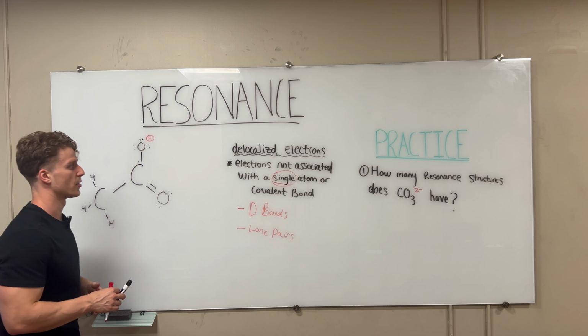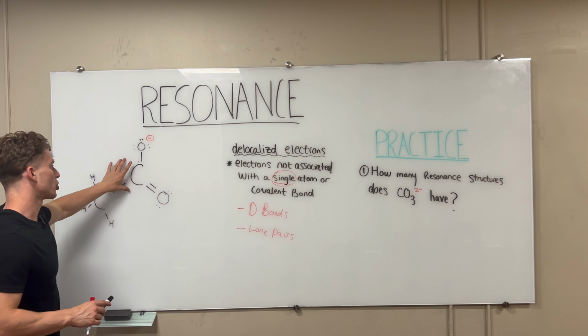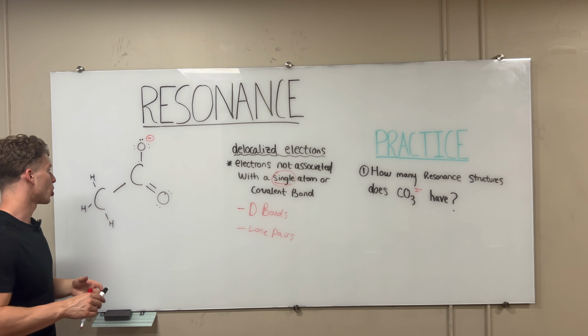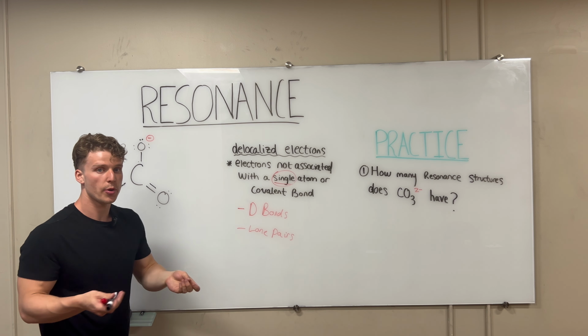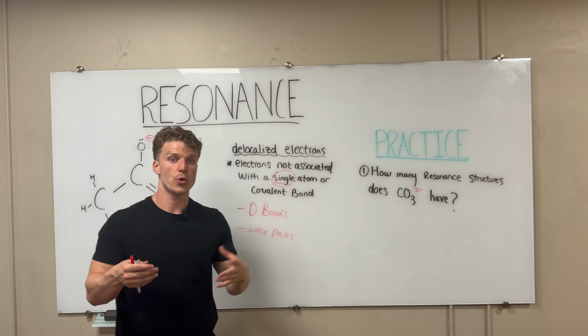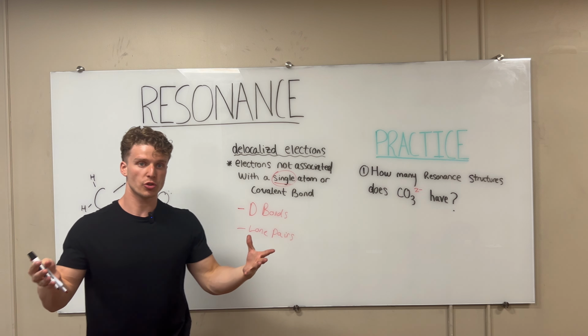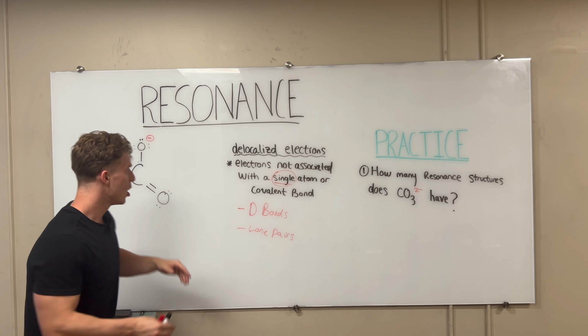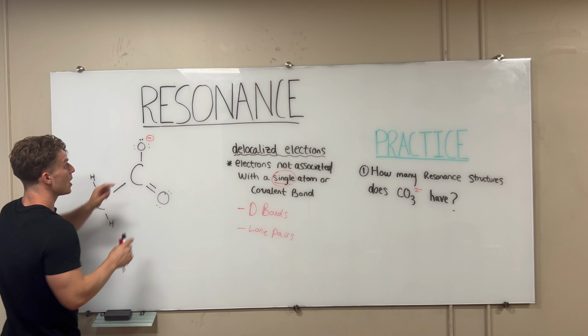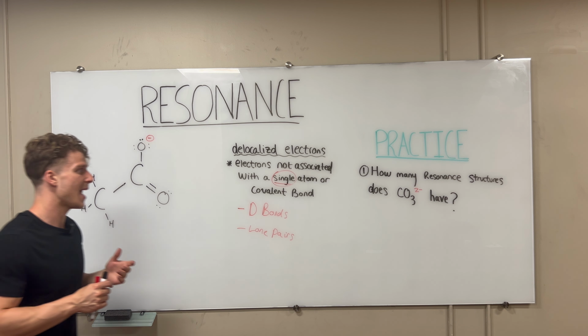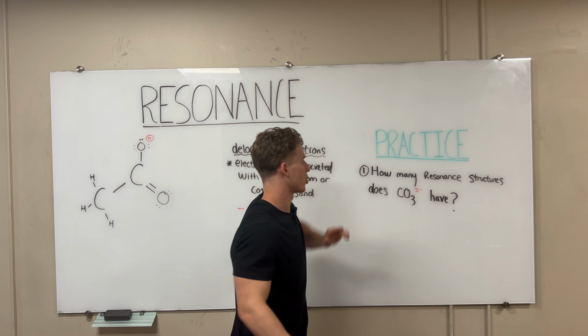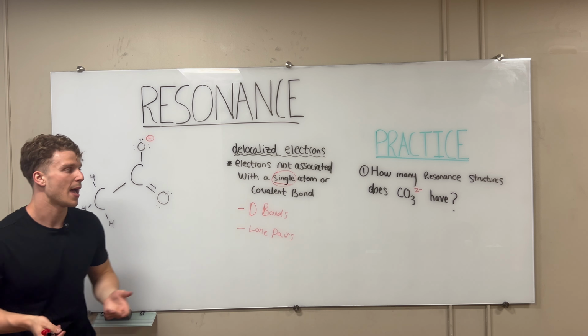thinking about resonance. So this structure and that original Lewis structure I have with these oxygens flipped are equally contributing Lewis structures. And when you have equally contributing Lewis structures, there's no difference between them other than the bonds and where you put them. Those are called resonance structures. So you'll often see questions asked like, how many resonance structures does a certain molecule have?